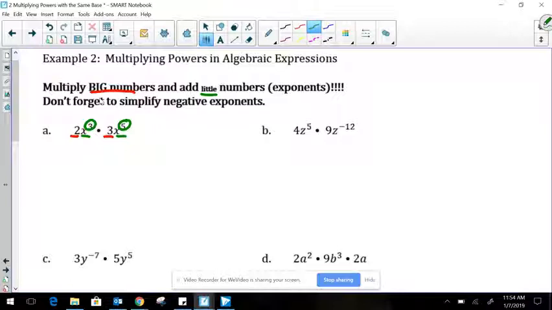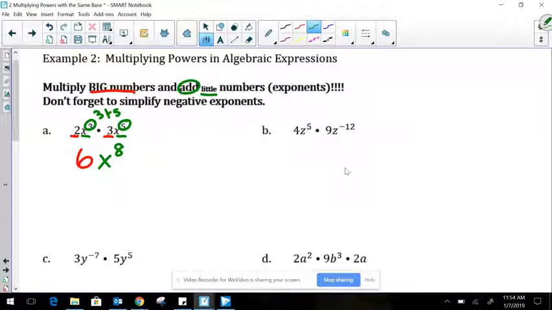Okay, so it says multiply big numbers. So I'm going to multiply my red numbers. 2 times 3 is 6. And I'm going to add 3 plus 5, because that's what I'm doing here. I'm adding. So I get x to the 8th. You can see here why it gets confusing, because I multiplied the big numbers, but I added my exponents. You got to keep that straight, which one's which. Okay, and then it says at the end here, don't forget to simplify negative exponents. We don't have any, so we're good with that.